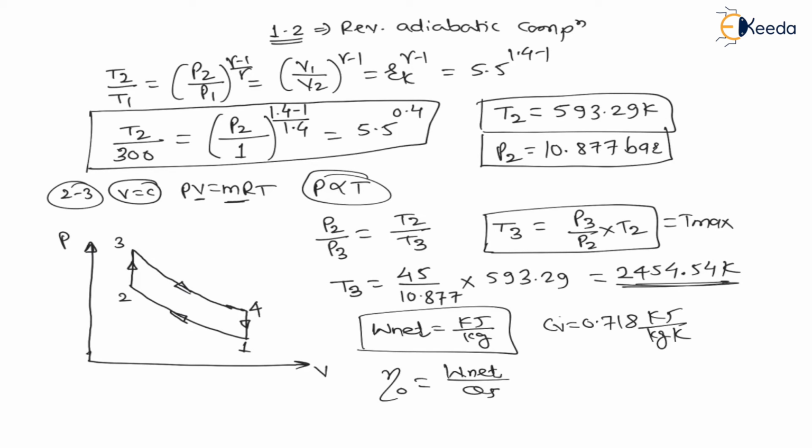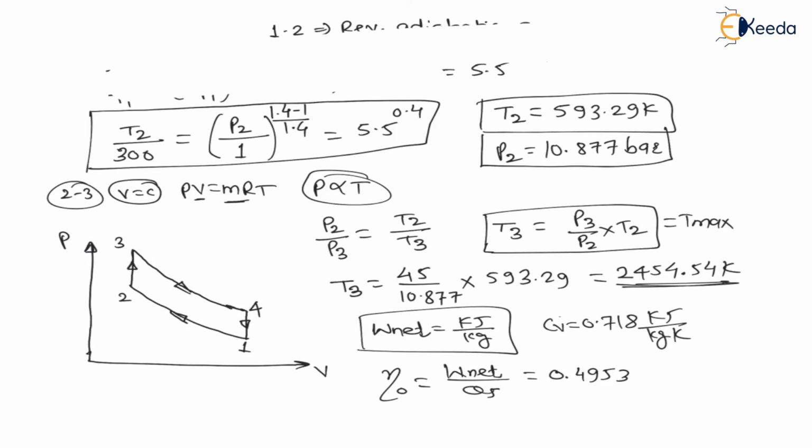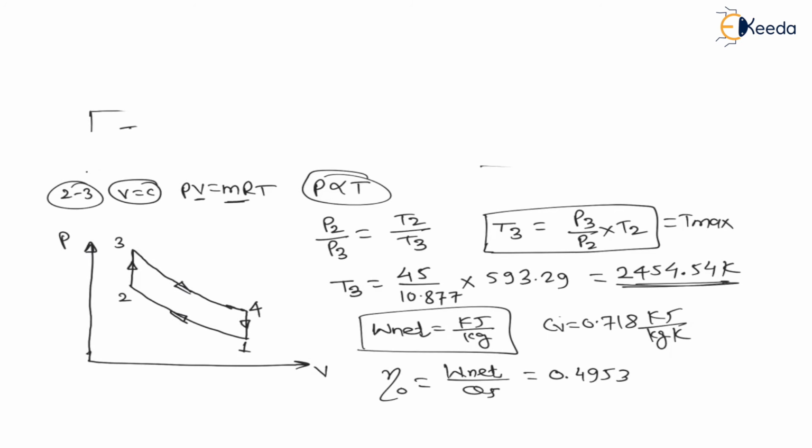And we have already calculated the efficiency of the Otto cycle, which is 0.4953. So from this we can find the net work output. Therefore we can write the net work output of the cycle, W net, is equal to heat supply into efficiency of the Otto cycle, which is 0.4953 times heat supplied. Now my dear students, process 2 to 3 is where heat is supplied, right?